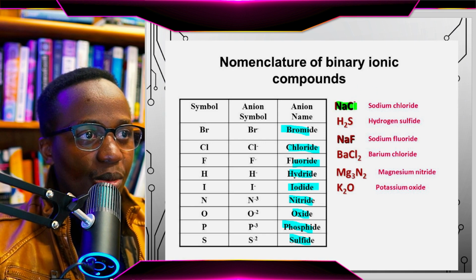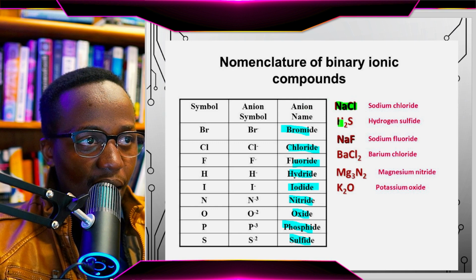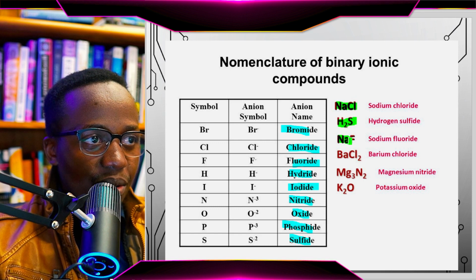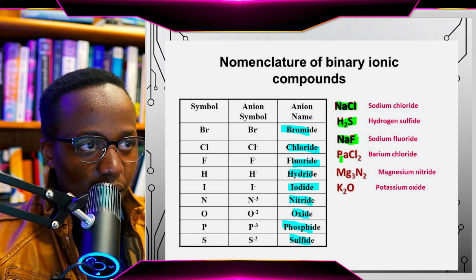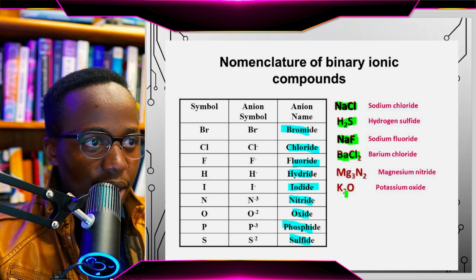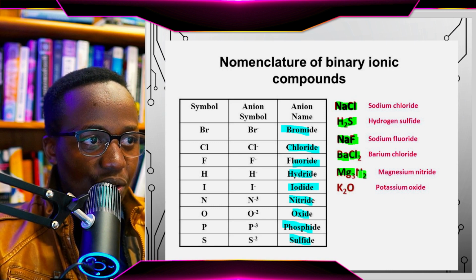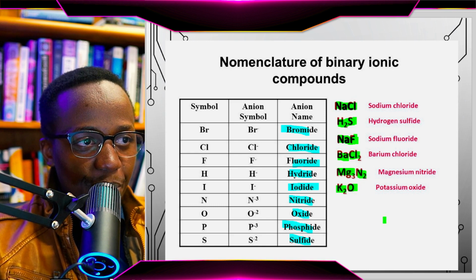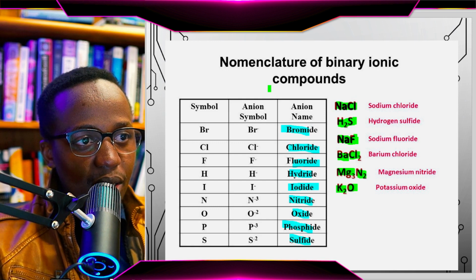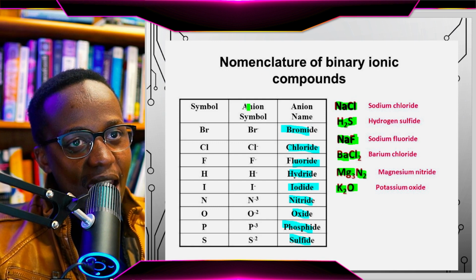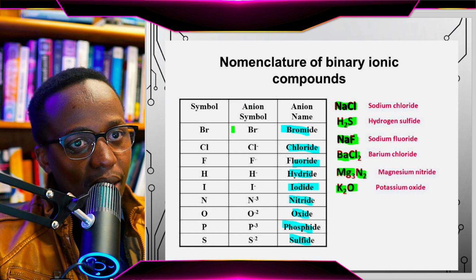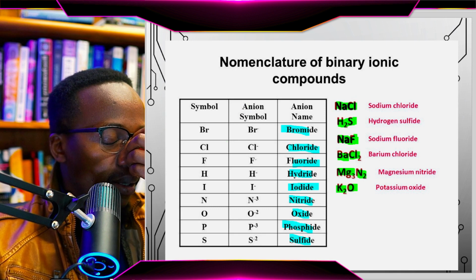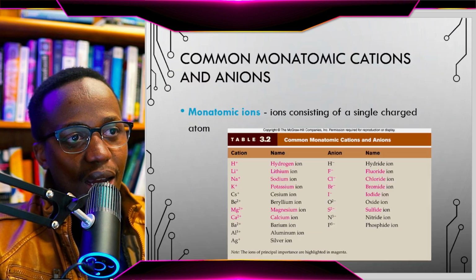So NaCl is sodium chloride. H2S is hydrogen sulfide. NaF is sodium fluoride, because this is fluorine. This is barium chloride. Magnesium nitride, right? Nitrogen is nitride. Potassium oxide. So if you have a periodic table and you remember these, you'll be able to name any ionic compounds, right? And remember that these are ionic compounds, and we have two ions.